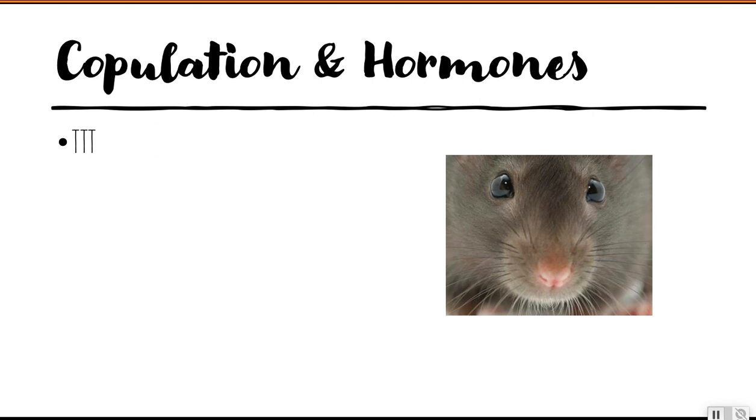There are certain hormones that are implicated in copulation. So the first one is testosterone. We always abbreviate testosterone as T. And this mediates the rat's interest in copulation. So testosterone is very important for males even being interested in wanting to reproduce and wanting to copulate.